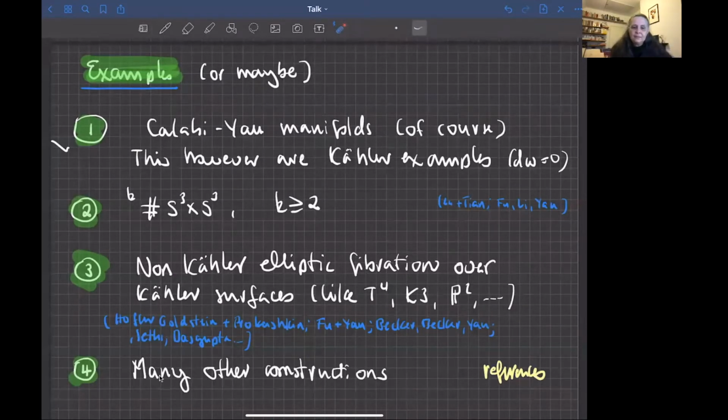And most of these are based on the work by Hover, where he constructed principal torus bundles over surfaces, and this was taken up by Goldstein and Prokushkin, and then Hu and Yau, and then Becker, Yau and Sethi, a number of people who have done constructions of non-Kähler manifolds using this prescription. I will add this later.